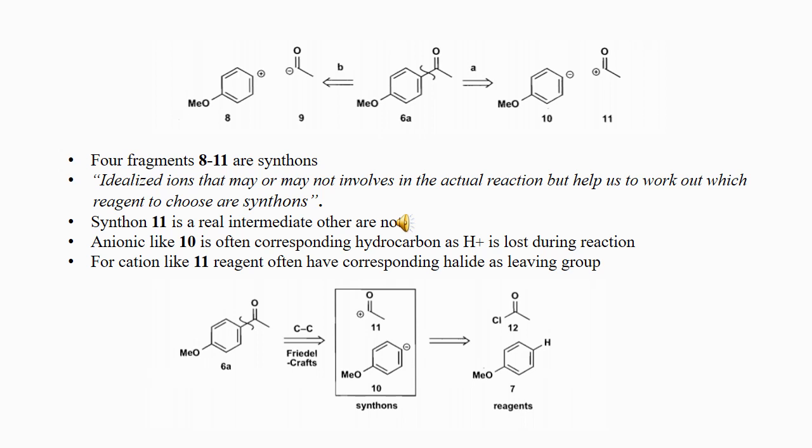Now for the anionic synthon like 10, the reagent is often the corresponding hydrocarbon, when H positive is lost from here during the reaction in 10. How is 10 formed? By the loss of H positive ion from the aromatic ring. 10 can be produced like this.